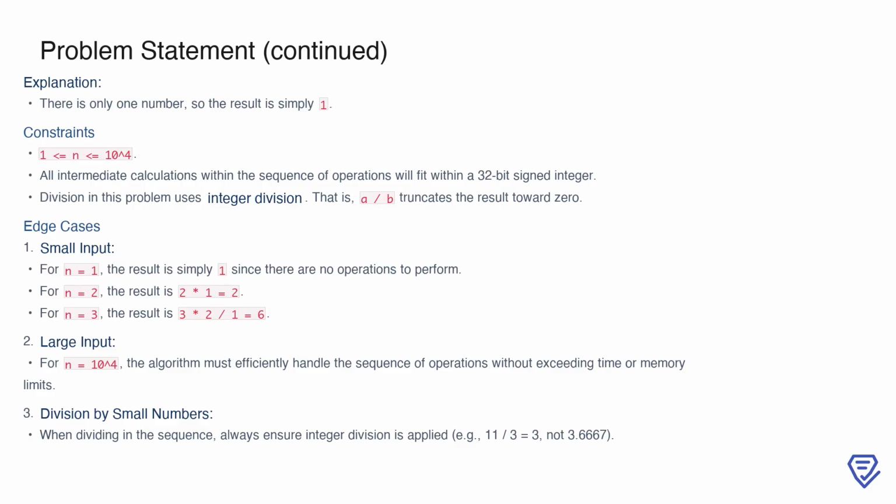For the last example, when n is equal to 1, the calculation is straightforward. Since there is only one number, there are no operations to perform, and the result is simply 1. The problem also specifies some constraints to keep in mind while solving it. The value of n will always be between 1 and 10,000, and all intermediate calculations will fit within a 32-bit signed integer. Additionally, division in this context is performed using integer division, meaning any remainder is discarded, and the result is truncated towards 0. This behavior is crucial to achieving the correct output.